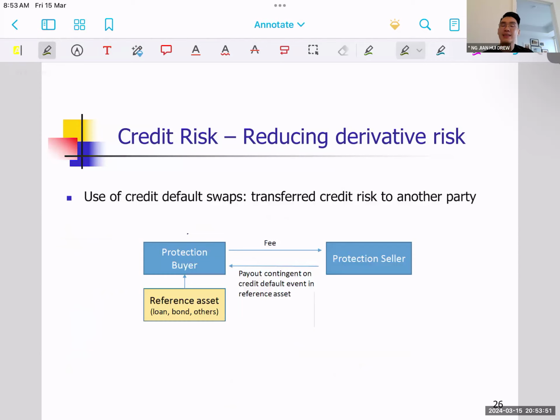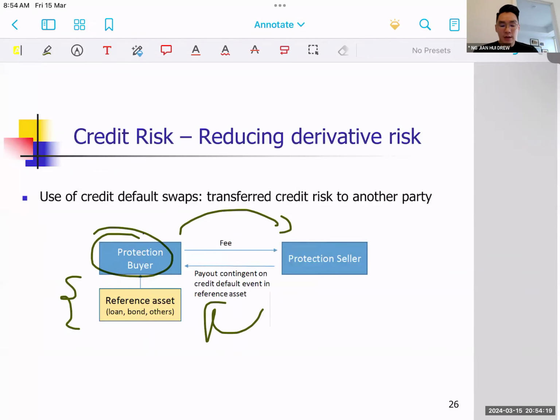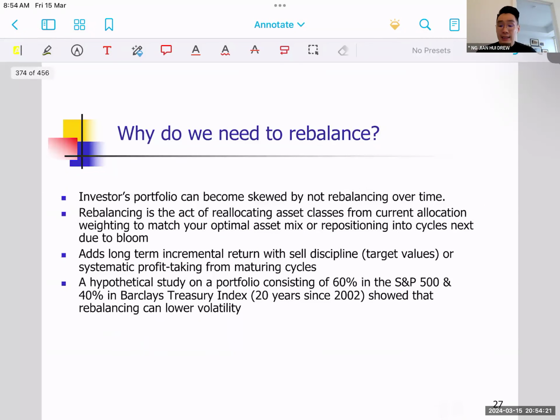Okay. So we can do a credit default swap. A credit default swap basically is like an insurance in this case. So if you are a protection buyer, you have an asset that you want to protect. Let's say you have a bond that you want to protect. You can buy protection from the seller, and if anything happens, you get back a payout, like an insurance, right? If the company goes bankrupt, you just get back the money.